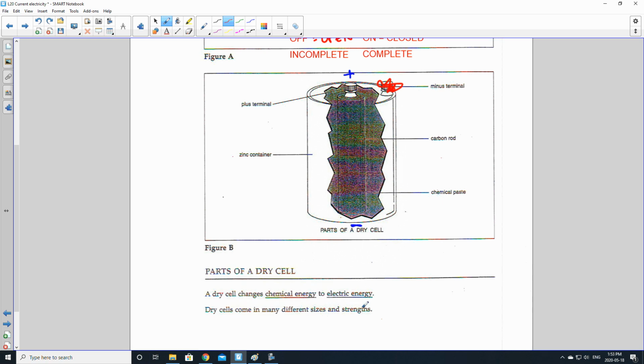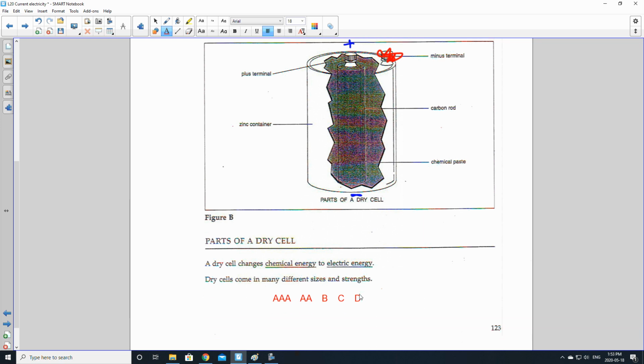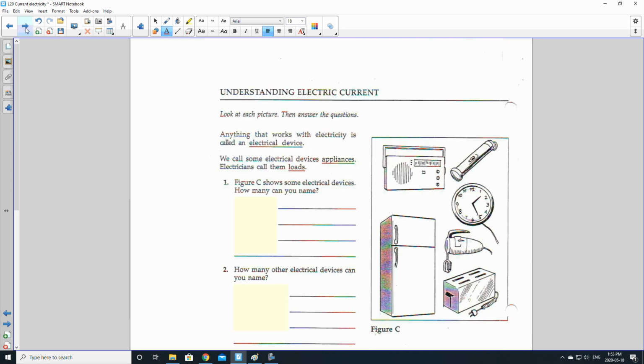Dry cells come in many different sizes and strengths, okay? For example, we know that there's AA batteries. There's also AAA batteries that are the smaller ones. And then there's B, C, and D batteries as well. They just get bigger and bigger. So maybe I'll just write down AAA, because this would be in order of the size. Okay, let's keep going on.